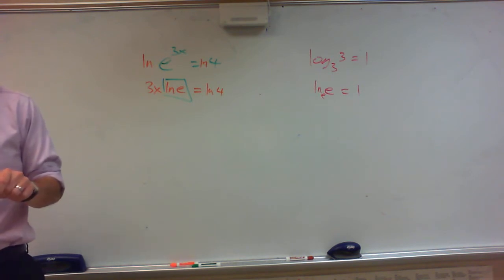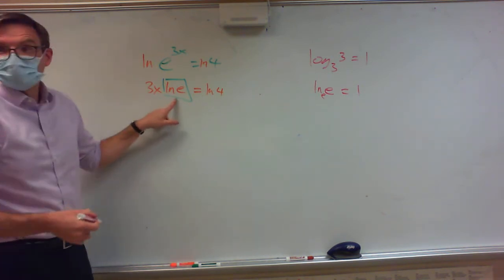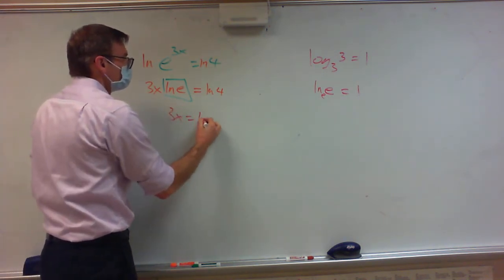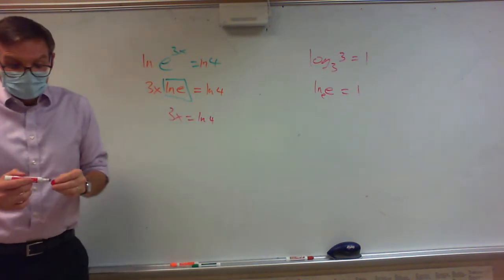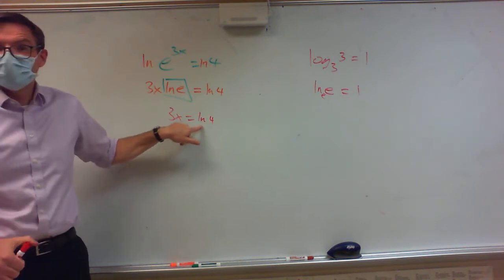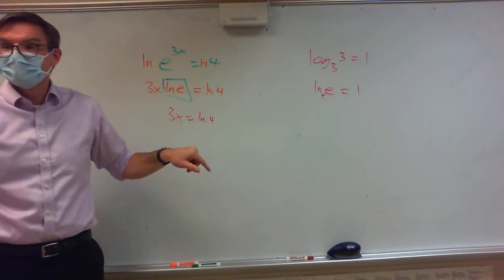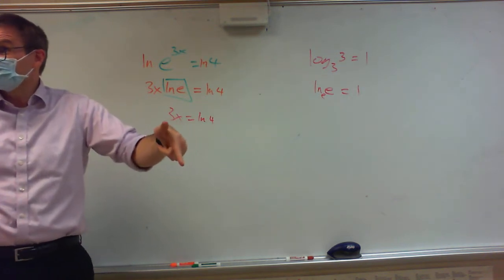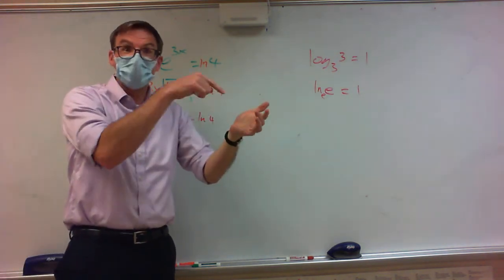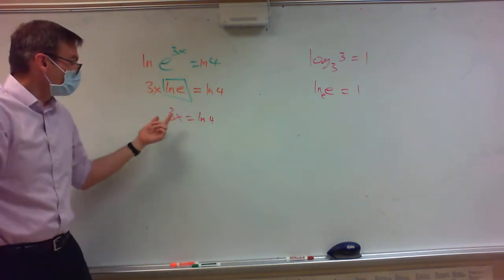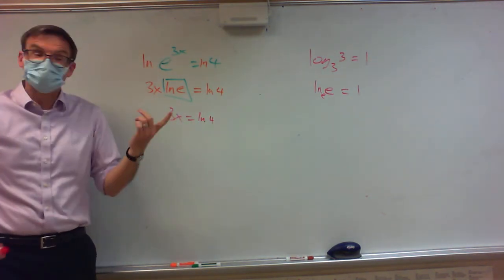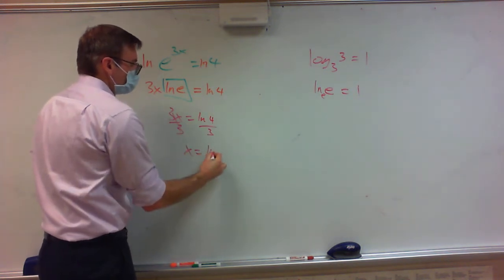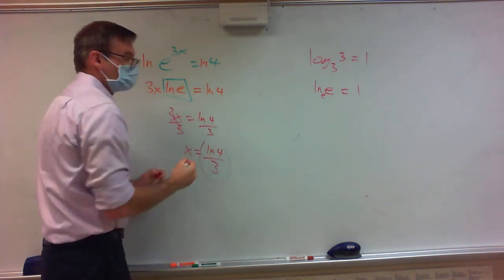Does that make sense? So anytime we see natural log of e, we get to say, hey, that's 1. So this is really just 3x equals natural log of 4. Now, just curious, is natural log of 4 a number? Can you type it in your calculator? Pretty easy, isn't it? You just press the natural log button and 4 and press enter. And so what do I do to solve for x? Divide by 3. You divide by 3. And so we get x equals natural log of 4 over 3, and there's your answer.